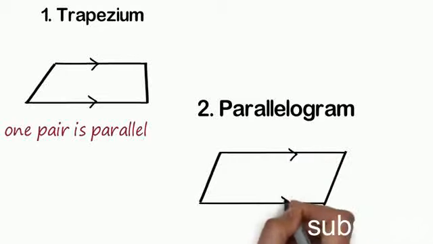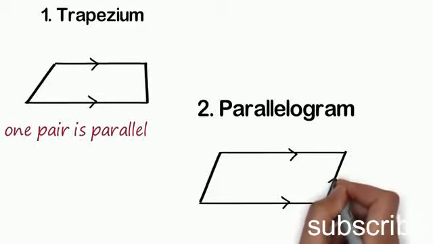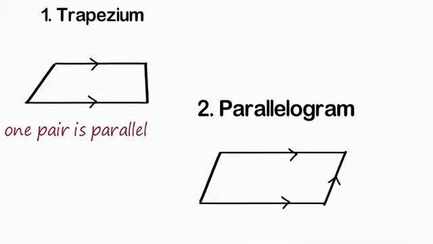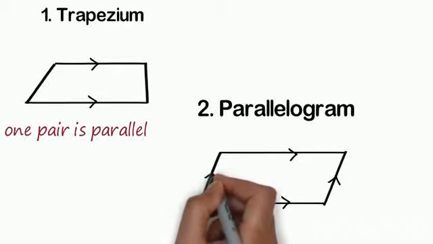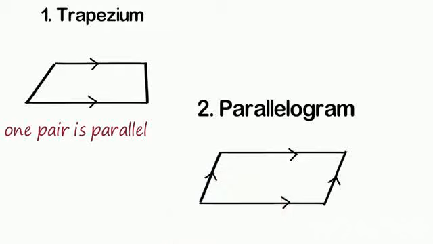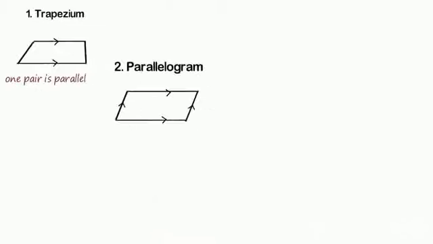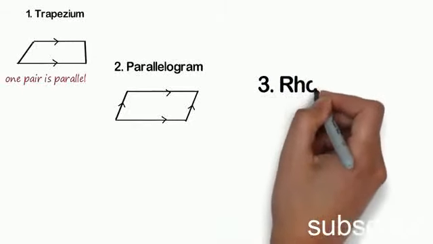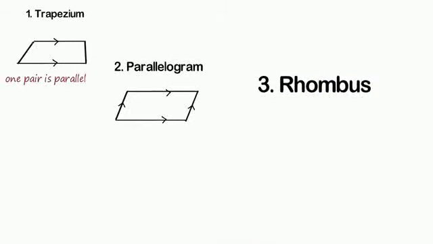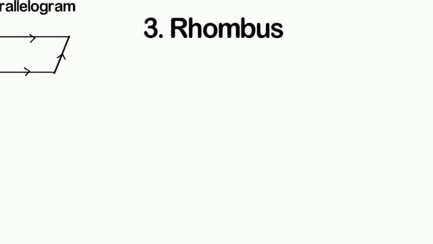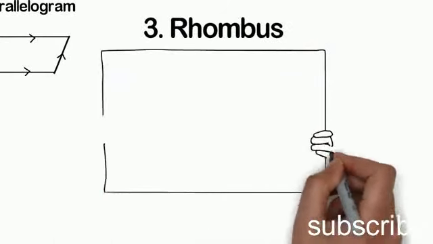Now, these features that I'm drawing right now are important because these arrows are the only thing that shows that those 2 lines and that line are parallel. When you don't see those arrows, don't just assume that those 2 lines are parallel. So that's a parallelogram, 2 pairs of parallel lines creating a quadrilateral. Then we move on to a rhombus.